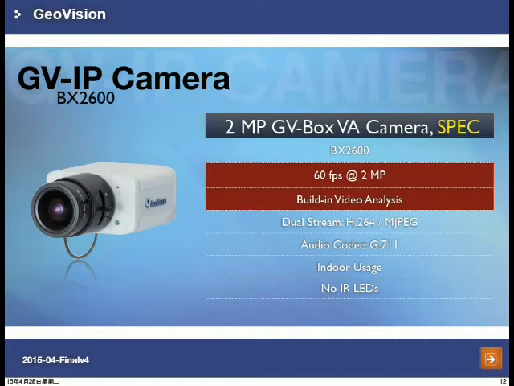The next one is one of our box type cameras called the BX2600. This is a 2 megapixel camera that provides 60 FPS. Here's the point: 60 FPS, because other 2 megapixel cameras in GeoVision only support up to 30 FPS, but this camera can support up to 60 FPS. This camera has built-in video analysis. We're going to talk a little more about the video analysis in the next slide.